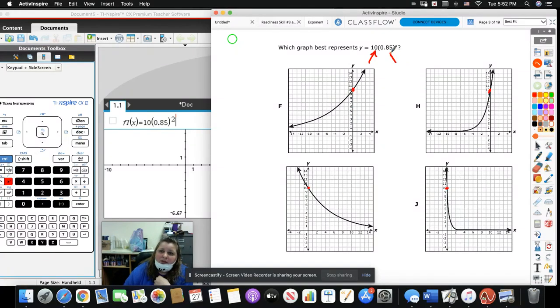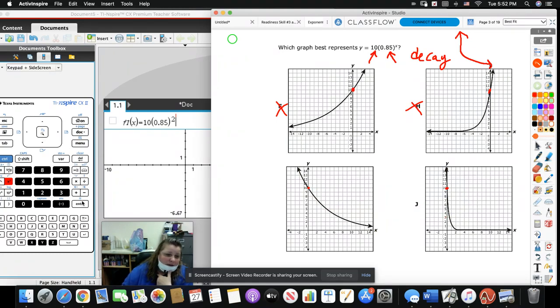Now, 0.85 is less than 1. So that is the decay model. That means it starts really big and then gets really small. So this one starts small, gets big, starts small, gets big. So I can eliminate 2 there. This one starts big and gets small, starts big and gets small. So it's one of these two.